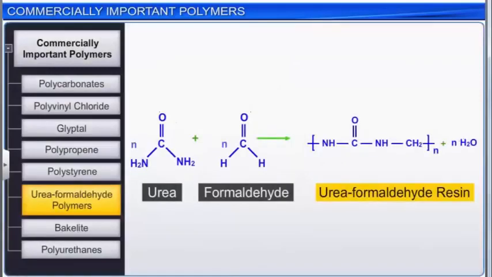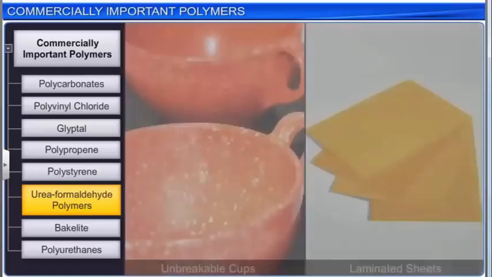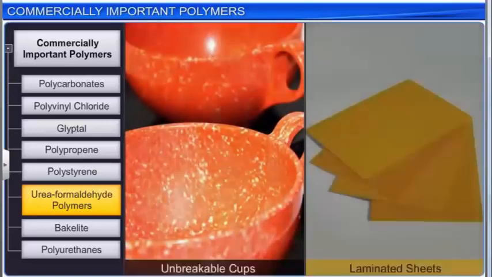Urea formaldehyde polymers are formed from the condensation reaction between urea and formaldehyde. Urea formaldehyde polymers are used for making unbreakable cups and laminated sheets.